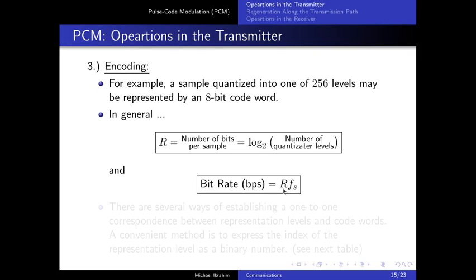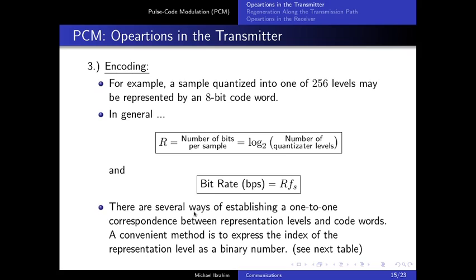Using a quantizer with a large number of levels will result in a large number of bits per sample and hence a larger bitrate. So in the quantization process, we want to use a quantizer with the minimum number of levels that would be enough to represent the message without losing a lot.